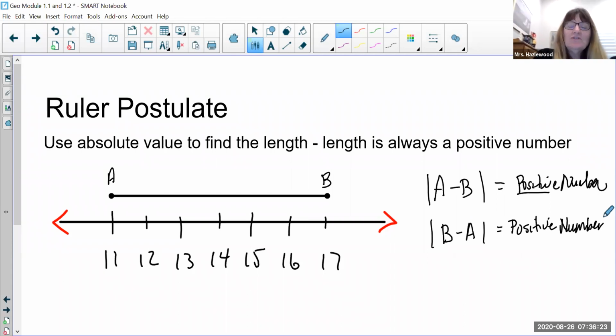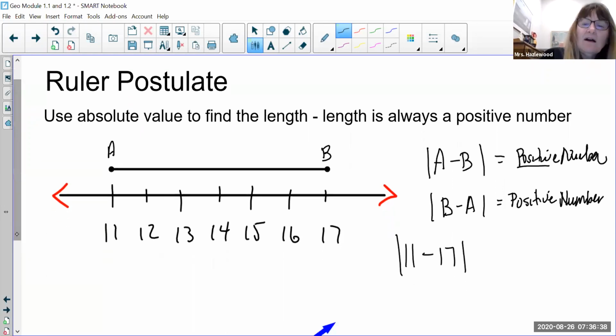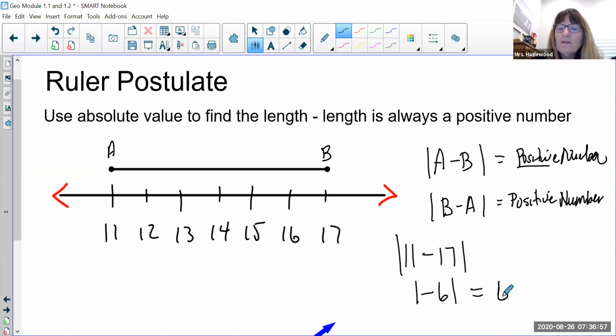So let's just do the 2 examples here. A I have is 11. So I'm going to say 11 minus 17, in absolute value. Therefore, the numbers are opposite, so I'm going to subtract. 17 minus 11 is 6, and so this is a negative 6. Remember, distance, the length of something, is always positive. So therefore, it comes out to a positive 6.